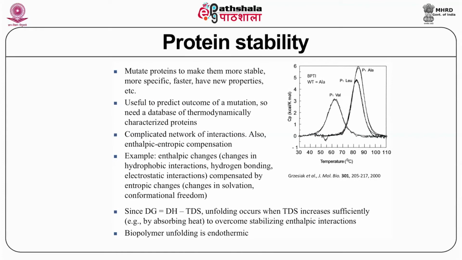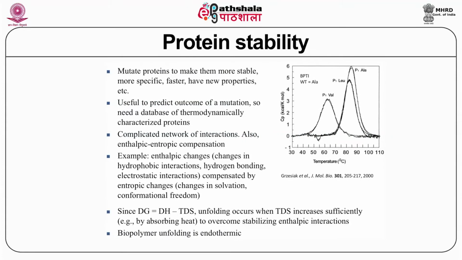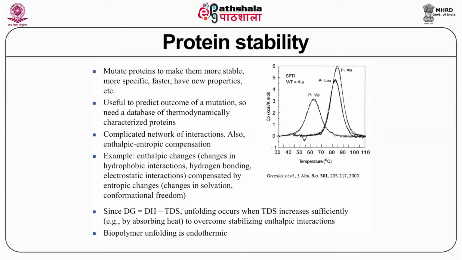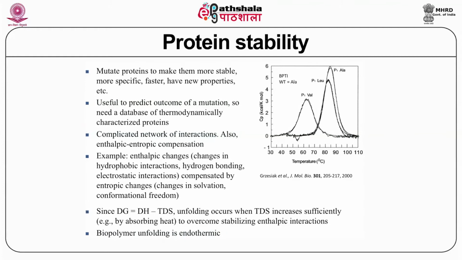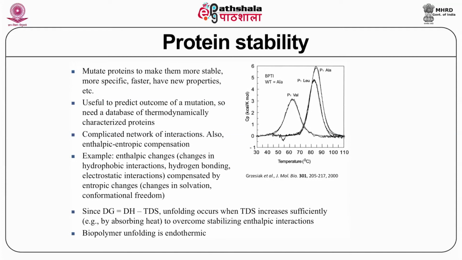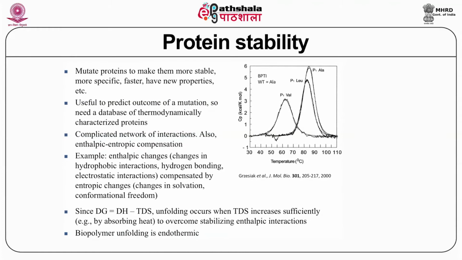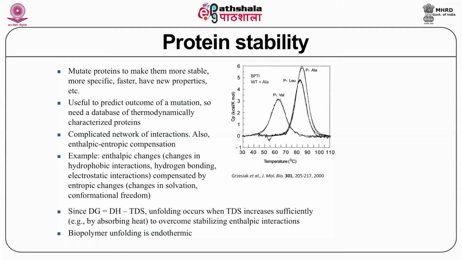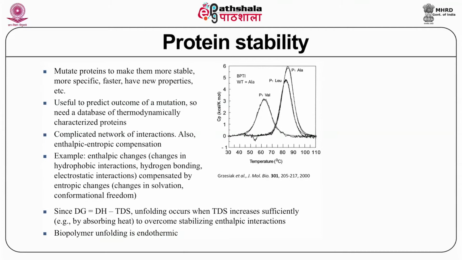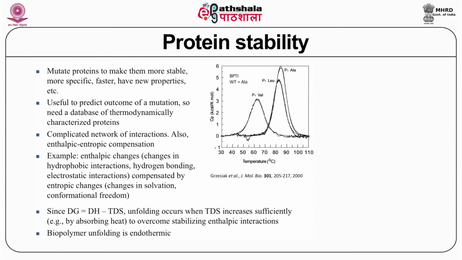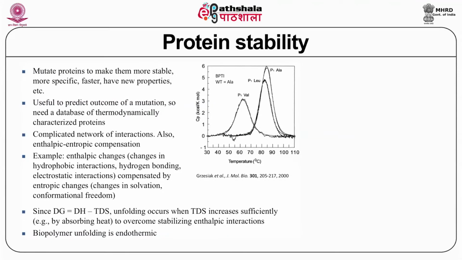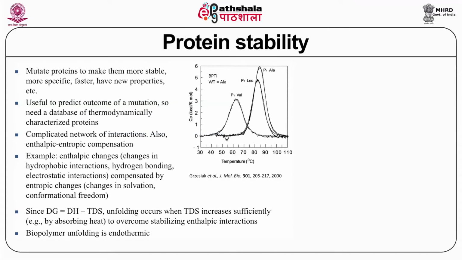So, there is a need to have a database of thermodynamically characterized proteins. For example, enthalpic changes, from changes in hydrophobic interactions, hydrogen bonding and electrostatic interactions, are actually compensated by the entropic changes which come from solvation and conformational freedom. So, therefore, delta G, that is delta H minus T delta S, unfolding occurs when the T delta S increases sufficiently. Therefore, biopolymer unfolding is an endothermic phenomenon.